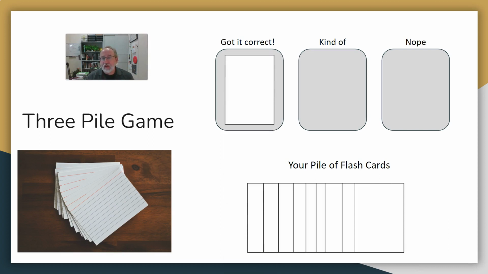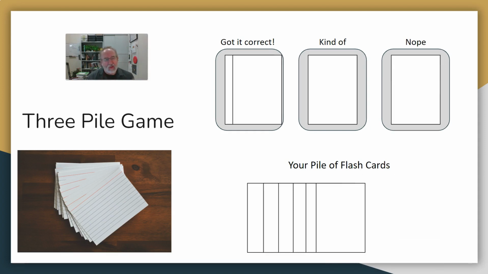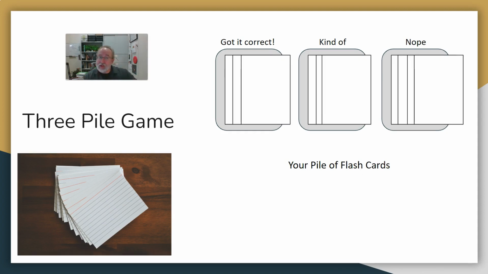If you got it correct, you put it in that pile. Then you grab another one, and if you got it correct, you put it in that pile. Now if you grab another one and you kind of got it, you put it in the middle. And you grab another one, and if you have no idea what this one is, it goes in the no pile. I didn't get it. And you repeat this until you've gone through all your cards.